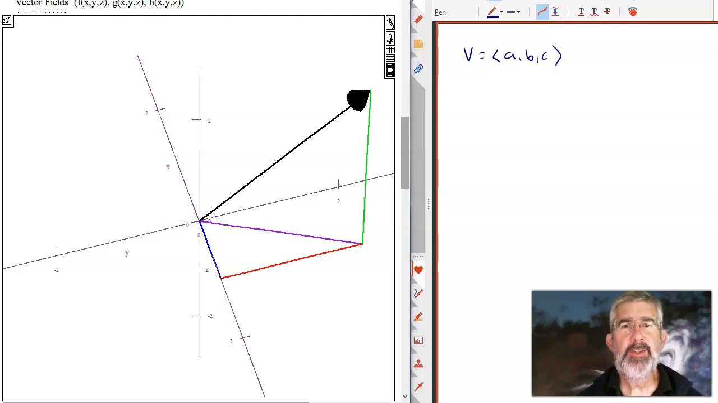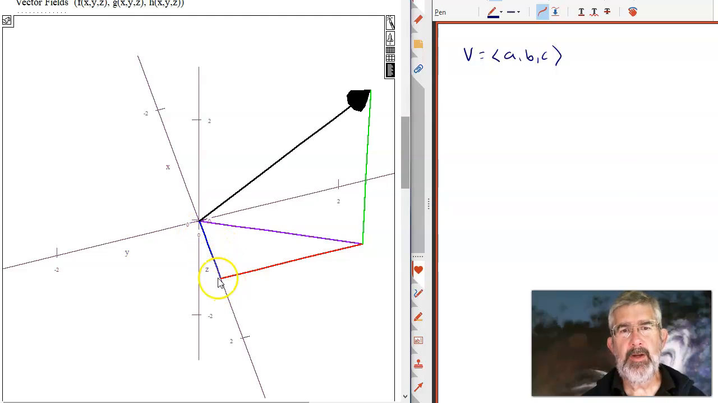In this video, I want to take a look at the length of a vector in R3 and how we calculate it from the components. So I have a vector here, a, b, c. I happen to plot it as 1, 2, 3, but the actual dimensions themselves are irrelevant. Let's just call them a, b, c.